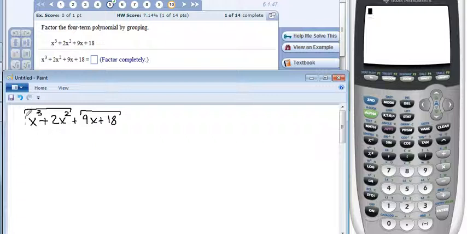Well, between the 1 and the 2, there's no number that they have in common, but they do have an x squared in common. So I'm going to pull that out as a GCF just between these 2 terms, and divide through. X cubed divided by x squared is x. And then here I have x squared divided by x squared. Those are gone, but I have the plus 2 left over.